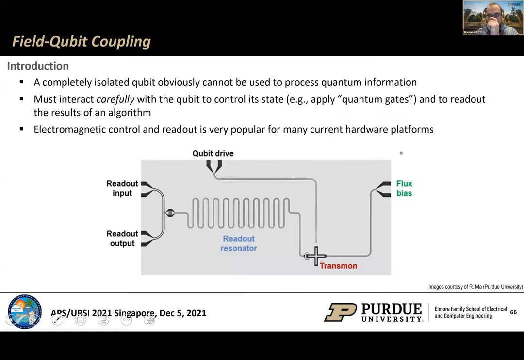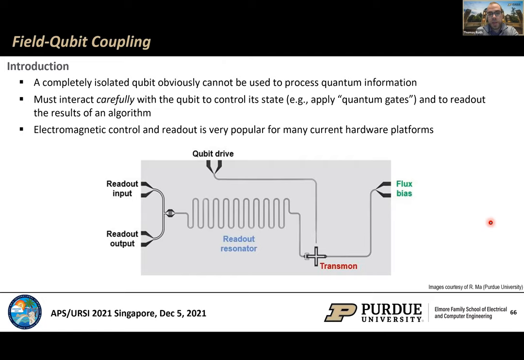Okay, so now we're going to move into the final main part of this section of the course, where we start talking about field qubit coupling. At a high level, a completely isolated qubit can never exist in reality, and it's also worthless to us if it could exist, because we have to be able to control the qubit to process quantum information with it. Now, the difficulty with this is that qubit states are very, very sensitive to all sorts of different kinds of environmental noise that can perturb them.